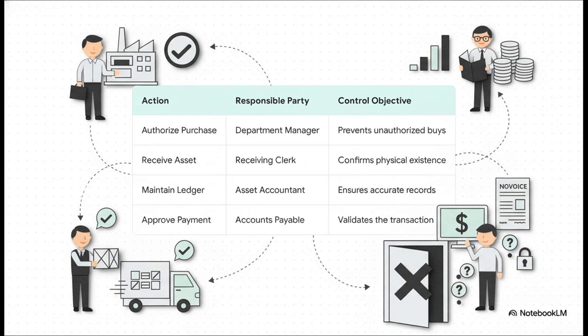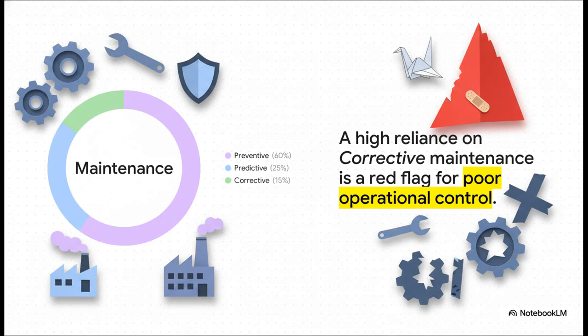It's that simple. You also need to look at how companies protect their assets. See a heavy reliance on just fixing things when they break, what we call corrective maintenance. That is a major red flag for poor operational control and much higher risk down the line.